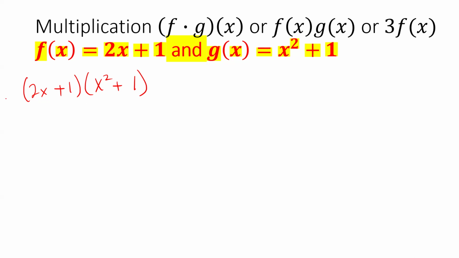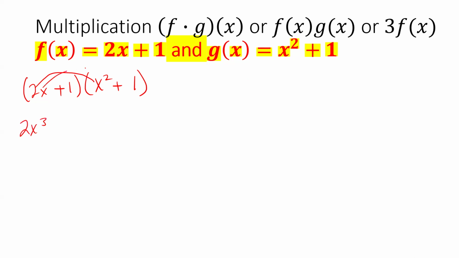So multiple distribution or double distribution or FOIL just means that you're taking the first term and multiplying it times every term in the other one. Then you're taking the second term and multiplying it times every term in the other polynomial, binomial. And then you're combining the like terms. Are you ready? All right, so we have 2x times x squared, which gives us 2x cubed.